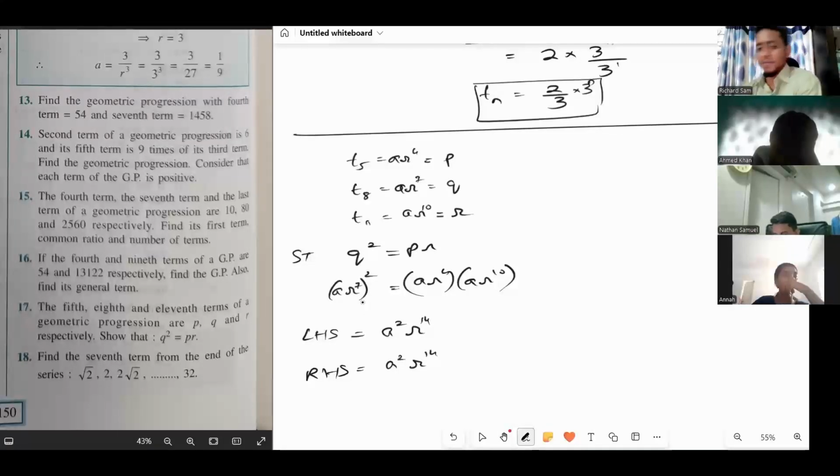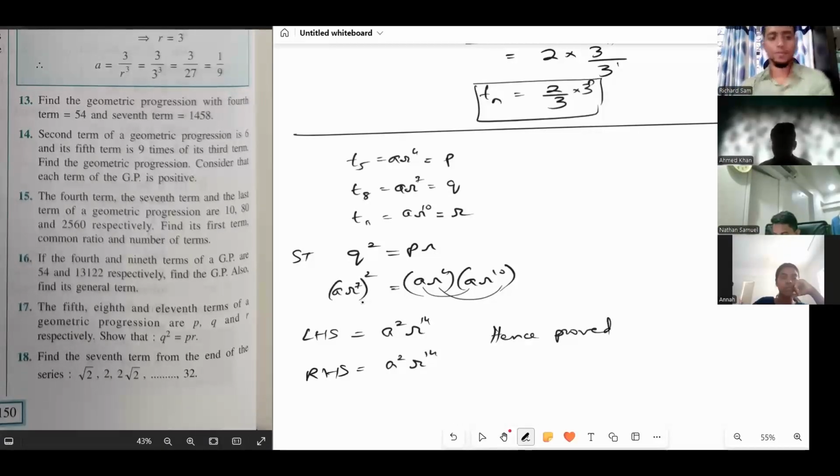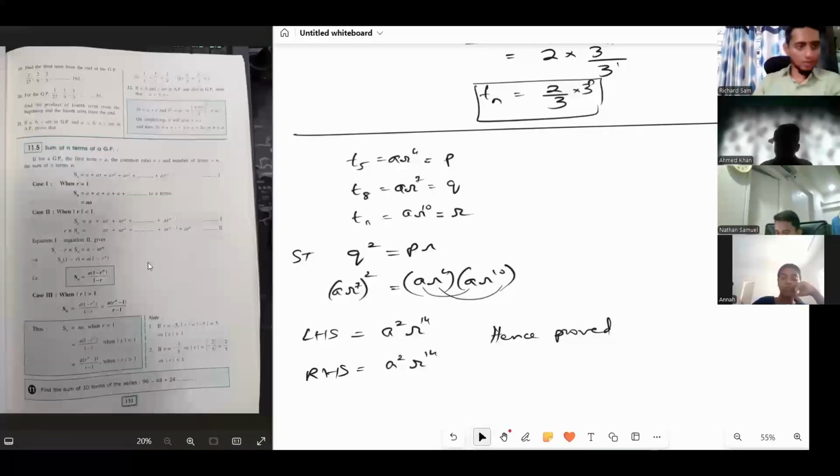It's coming the same. You understood what we did? For LHS, we're applying the square, so 7 into 2, we have to multiply 7 into 2. So that's how we got R raised to 14. And for RHS, we have to multiply A with the A's and R with the R's. So A into A is A squared. R raised to 4 into R raised to 10, we will add the powers. That's how we got R raised to 14. So hence proved. Yeah, that's all it is. Okay, you can write that down.